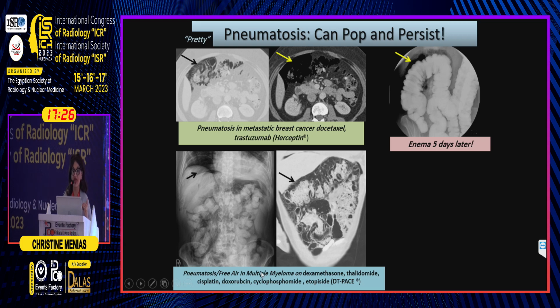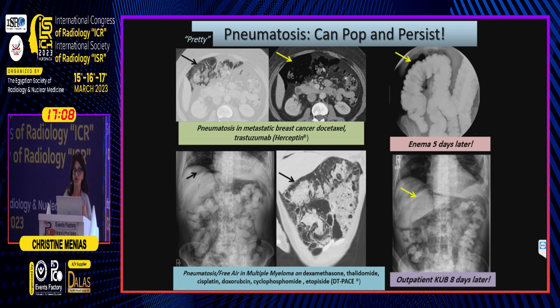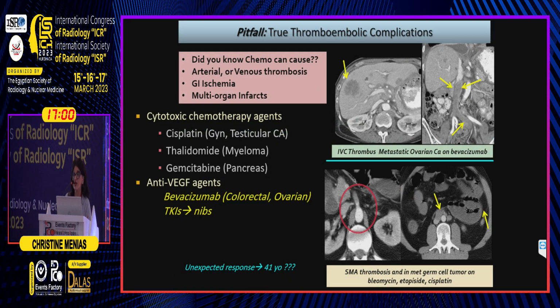Here's a patient 8 days later, presenting every single day for x-ray, to see if the free air has gone away. It doesn't. It stays for a long time. This patient has free air at home, benign. This is something you have to remember in these patients. So 8 days later, still persistent with the diffuse pneumatosis and free air. All right, there is the pitfall.